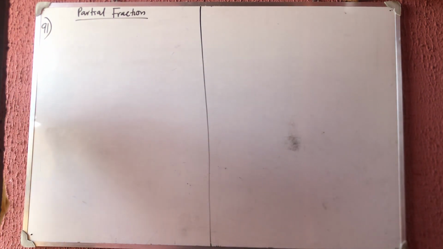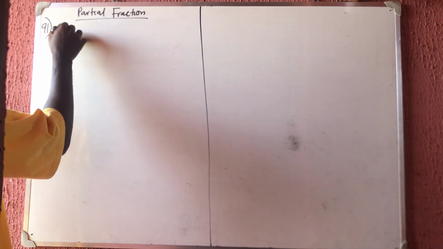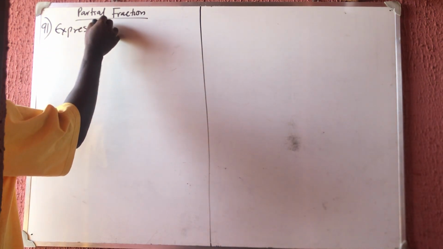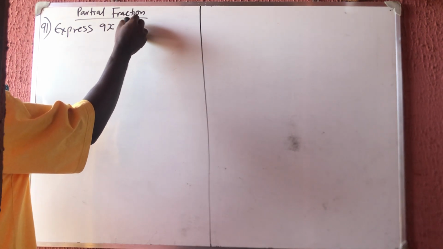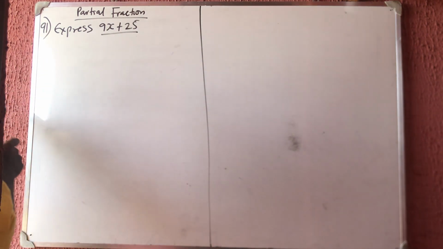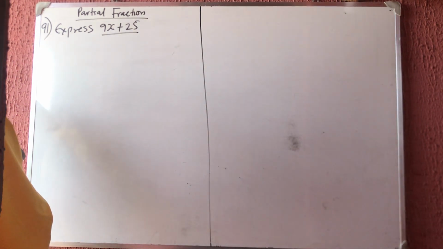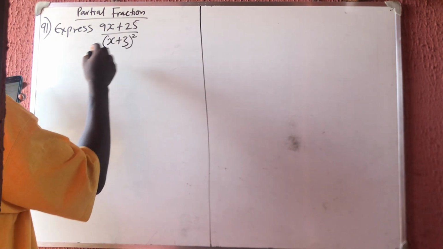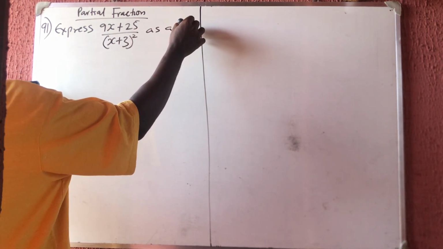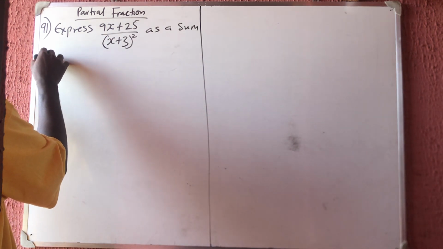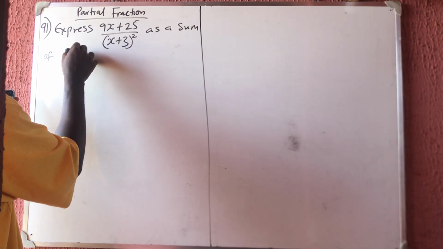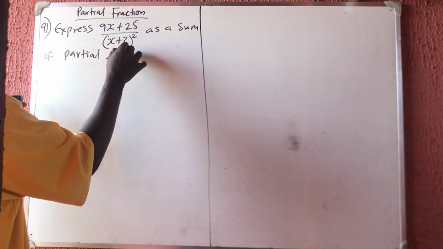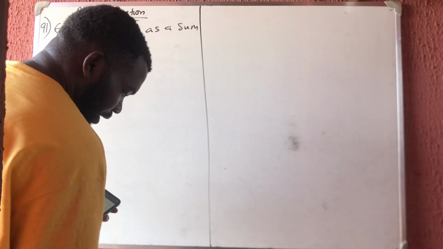In today's video, we'll be solving questions on partial fraction. This is question number 91, and it said: express (9x + 25) over (x + 3) all squared as a sum of partial fractions.